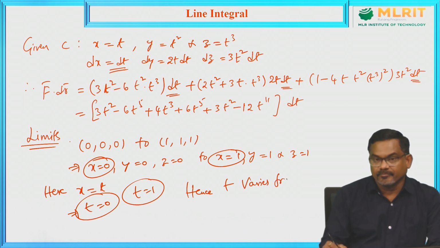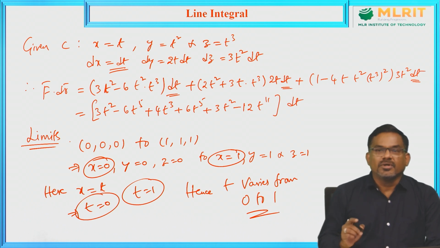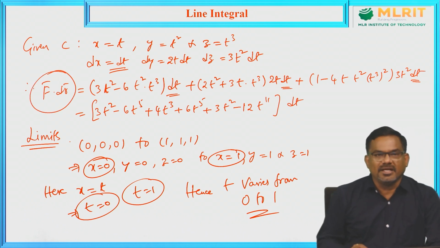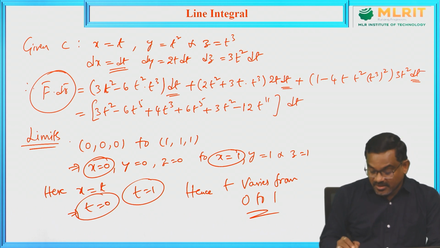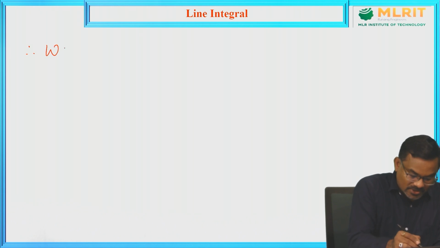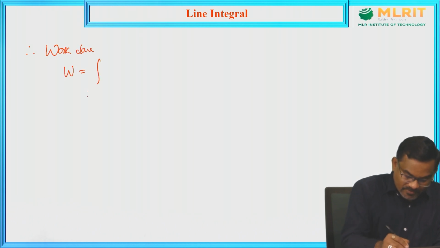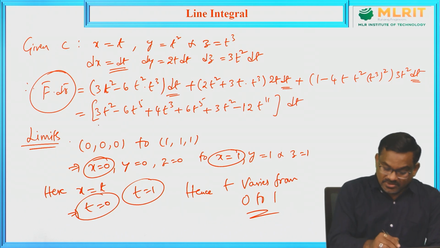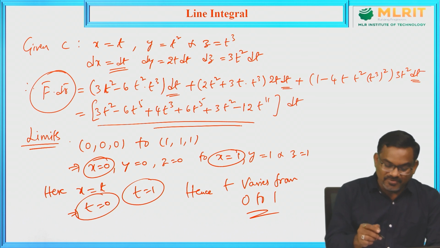0 to 1. Therefore, to evaluate the work done, we need to find the line integral of this F bar dot dr bar from t equal to 0 to t equal to 1. Therefore, the work done W equals the integral from 0 to 1 of F bar dot dr bar, which we just calculated. So, this is F bar dot dr bar.